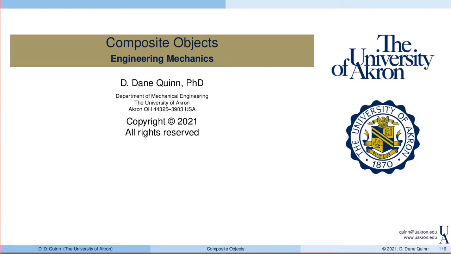Hi. Composite objects are basically rigid bodies or objects that are made up of more than one part. So we can think about bars and discs and blocks, but we can also connect those, maybe rigidly, and then look at the response of that new composite structure. I'm Dane Quinn from the University of Akron, and today I'd like to give you a video lecture that deals with these composite objects and also highlights linearization as well.